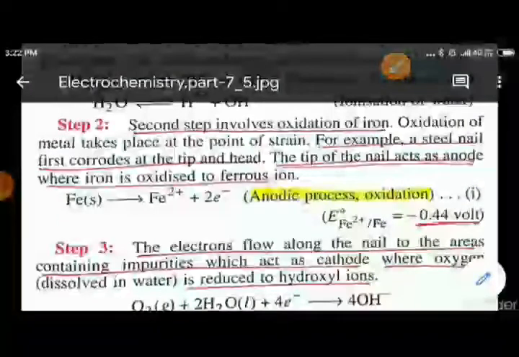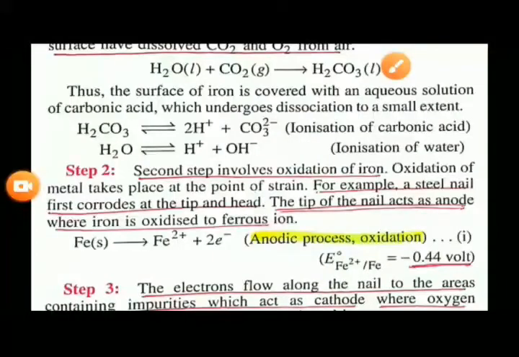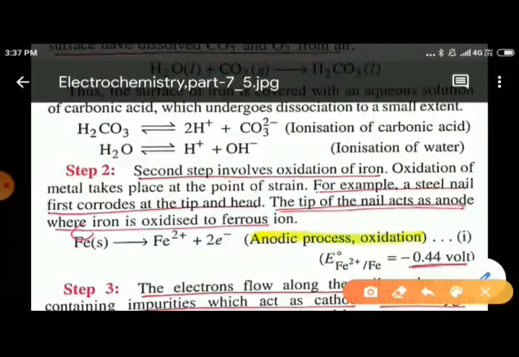So the second step involves oxidation of iron. In the oxidation of iron, iron gets oxidized into ferrous ion. In this case, iron loses 2 electrons and gets oxidized into iron having 2 plus charge, that is ferrous ion. In the reactant, the oxidation number of iron is 0 and in the product plus 2. Therefore, it is the oxidation half reaction which takes place at the anode. In the oxidation half reaction, the potential is found to be minus 0.44 volt.